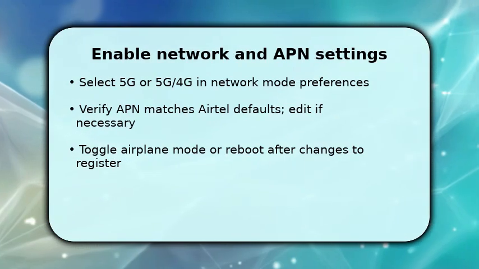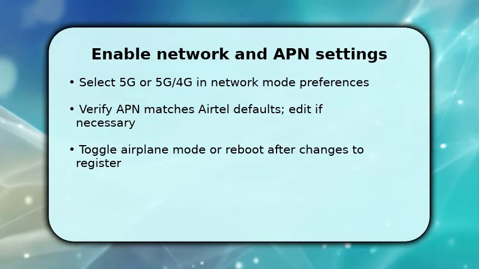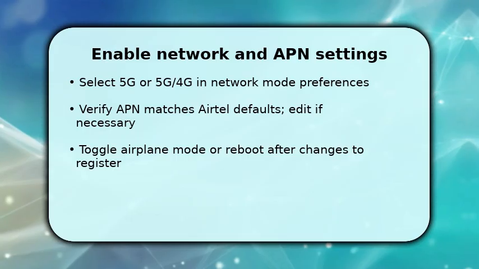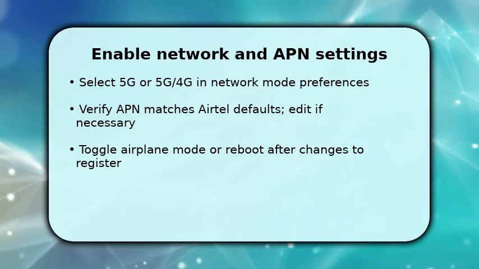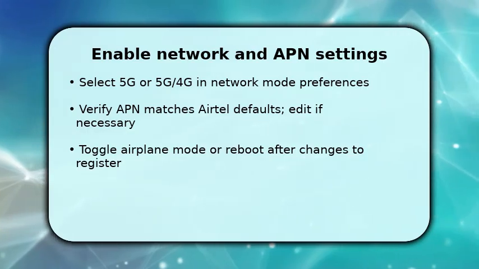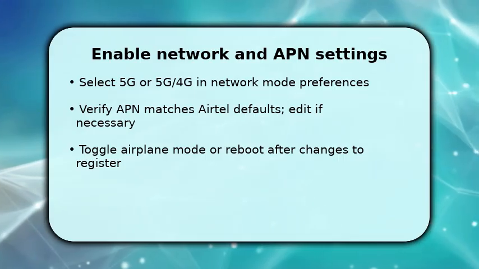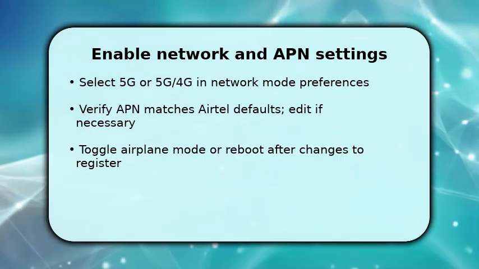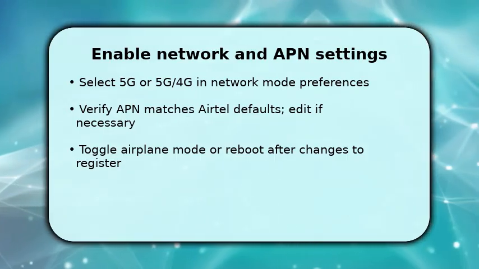Next, you change device level settings. Go to Mobile Network Preferences and choose 5G or 5G/4G Auto to allow fallback. Then check the APN, use Airtel's default values. If data fails, correct the APN name, MCC, MNC, and authentication type. Once you update, toggle airplane mode or restart so the device re-registers on the core network and obtains 5G slices.